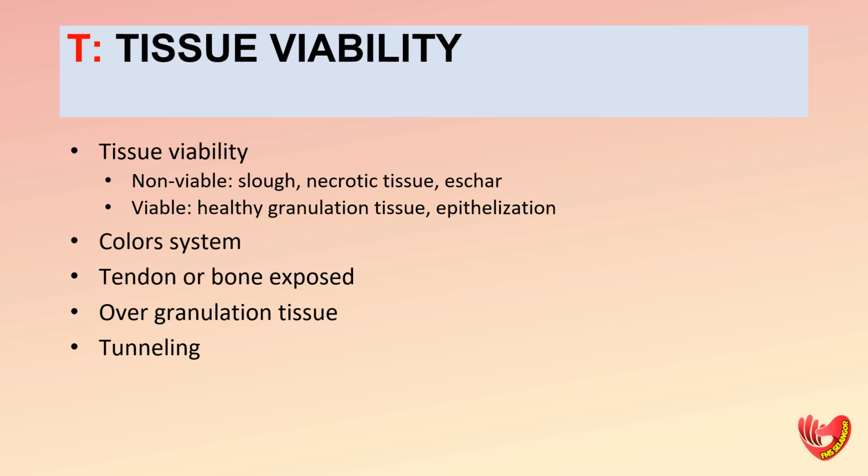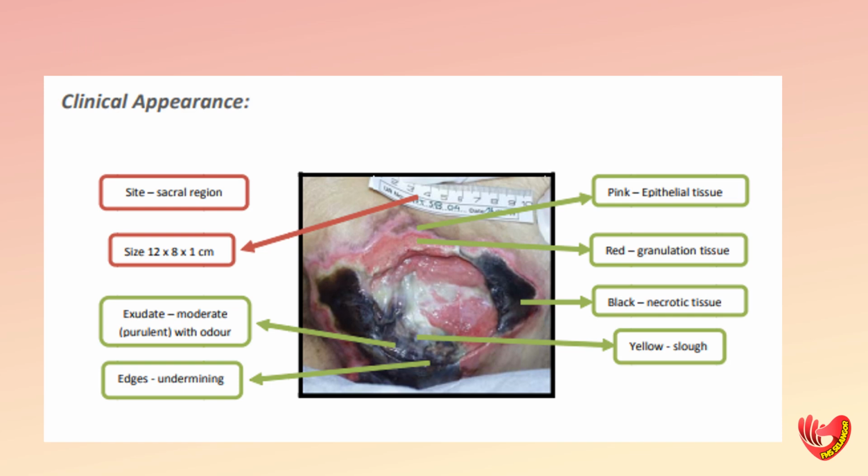T is to describe tissue viability. Tissue viability can be described as non-viable, which has slough and necrotic tissue, and viable, which has healthy granulation tissue or epithelialization. T is also used to describe color, tendon or bone exposed, overgranulation tissue, and tunneling.